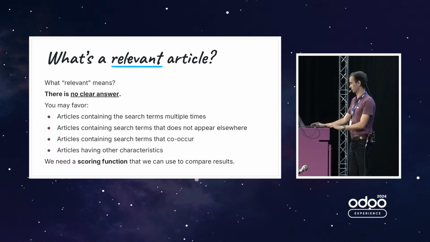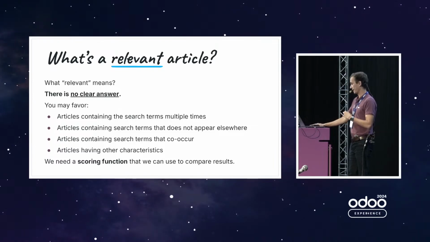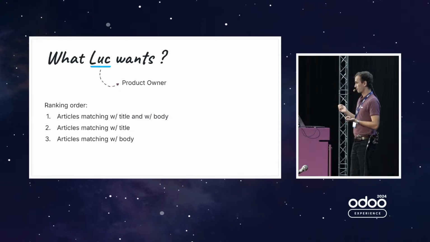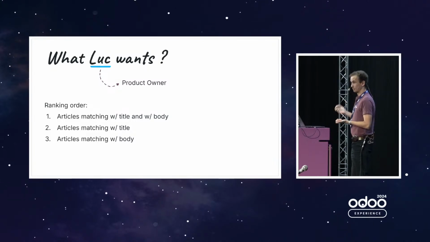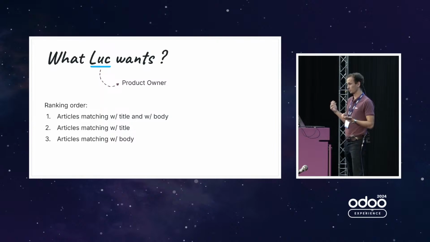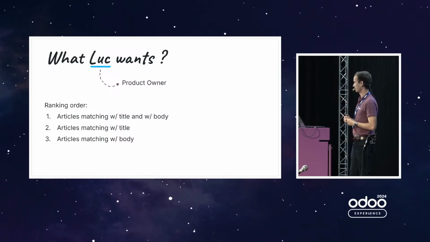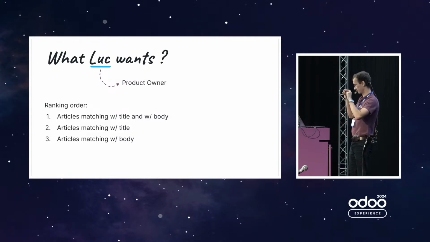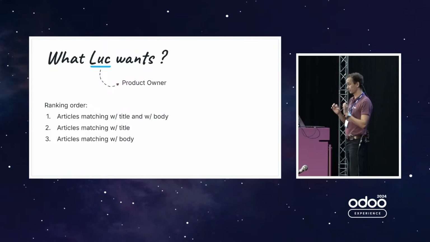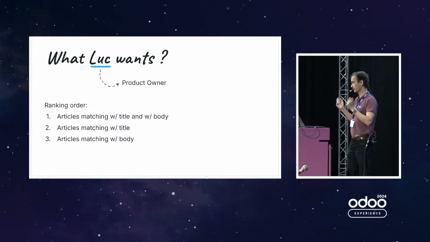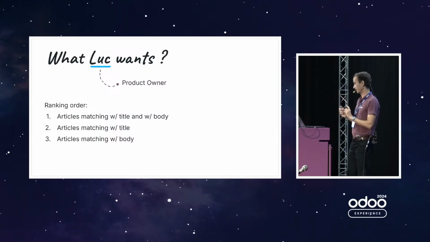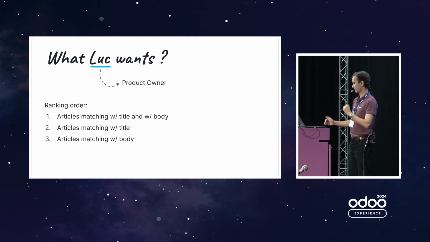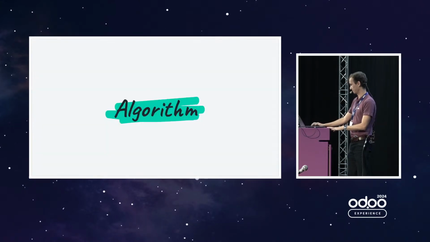So we need a scoring function to actually compute that and estimate how relevant an article is. And I asked my product owner, Luc, what is a relevant article? And he gave me the following order. We just want to have the article matching with the title and the body first, and then only the title, and then only the body. So we need to have different layers, and we want to have that order.